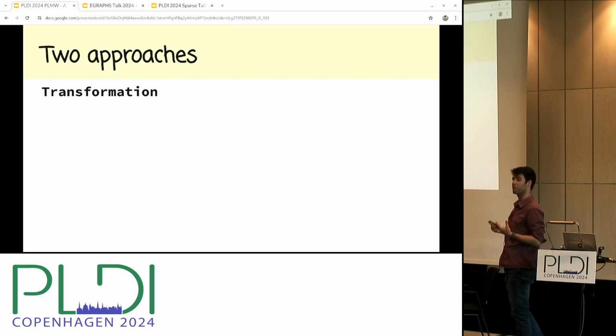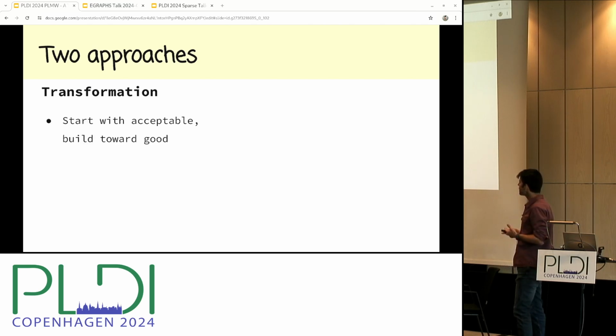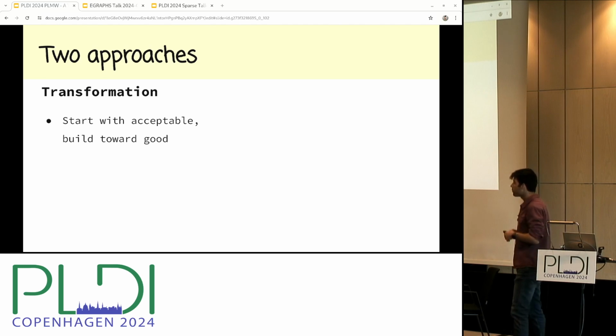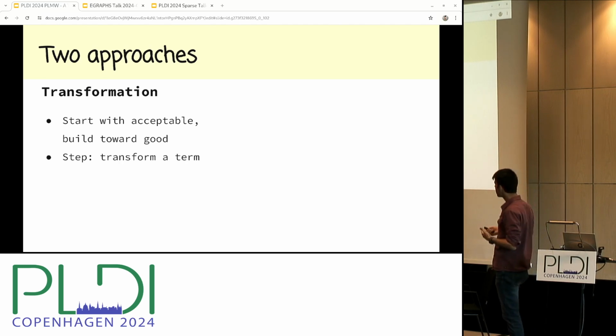The first I'm going to call transformation. And this is where we start with an acceptable program. Typically, it has the property that we care about, or it's close to it. And we build towards the good, right? We take baby steps, and those steps look like transforming an expression, transforming a term, typically with something that looks like a rewrite.